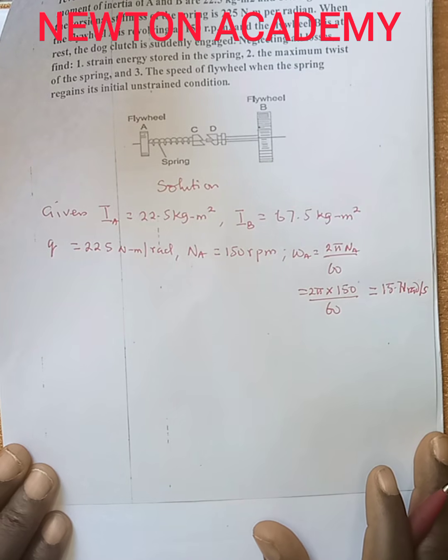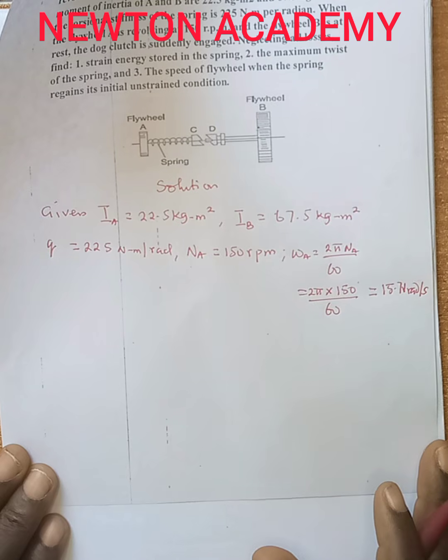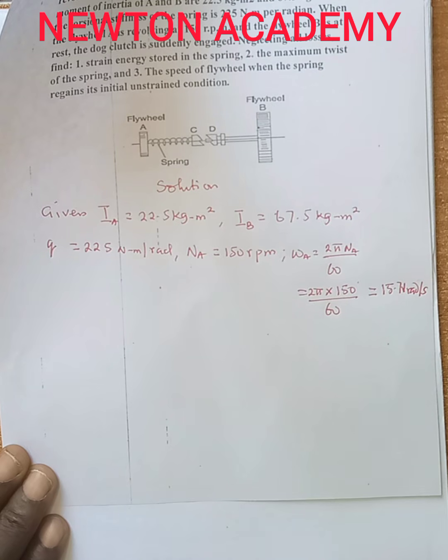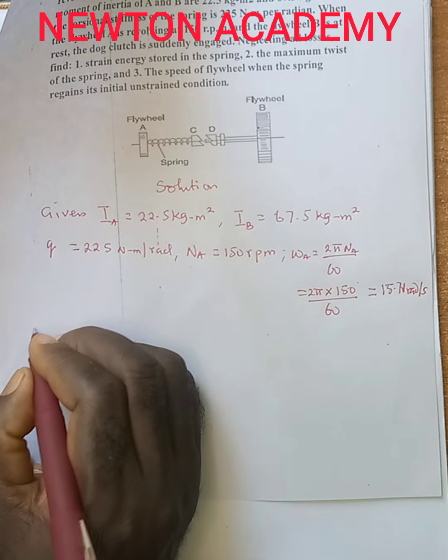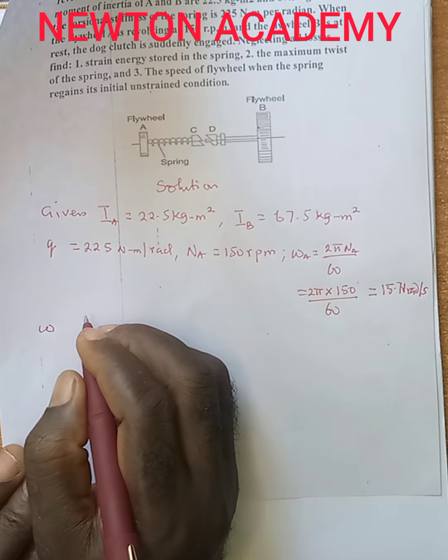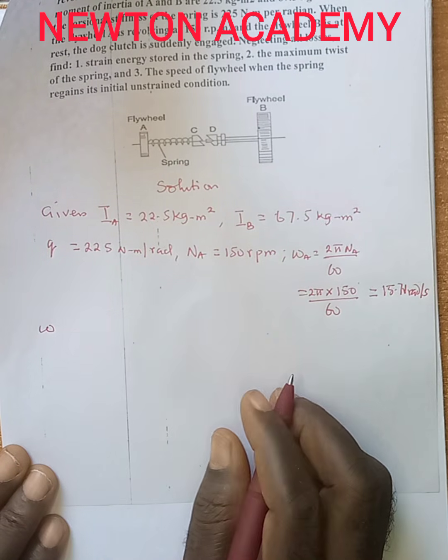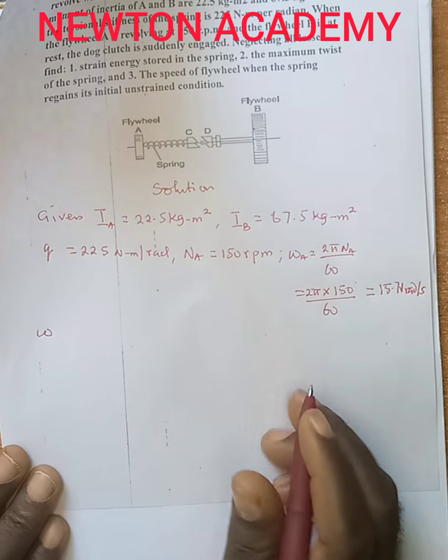And after this, the spring starts to unwind, and the strain energy stored in the spring is converted into kinetic energy of the flywheels. And here, since there is no external torque that acts on the system, therefore we can say that the angular momentum will remain constant. So let omega be the angular velocity for both flywheels at the instant their speeds are equal.